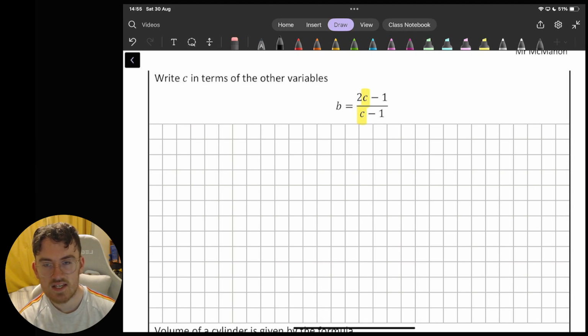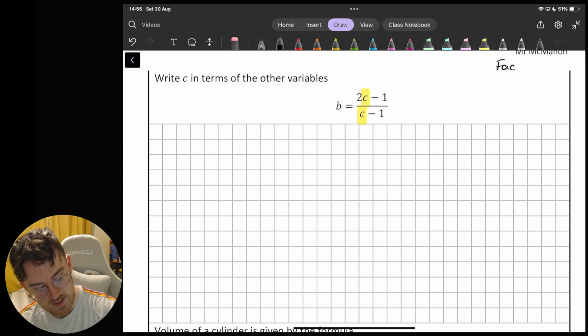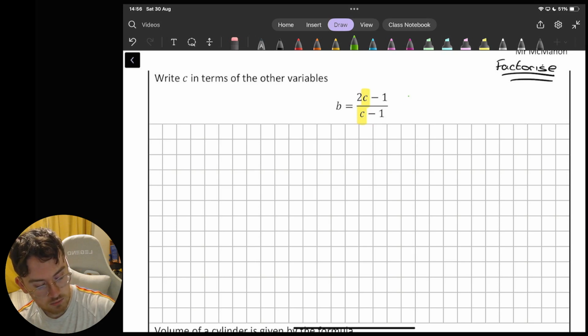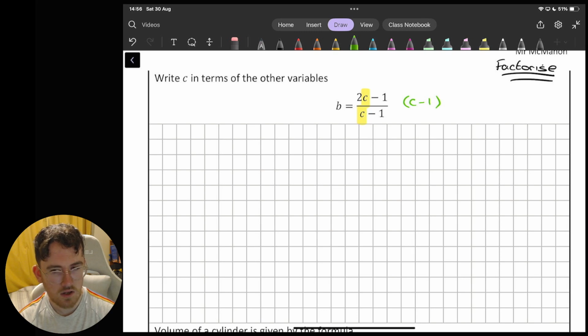Immediately, we see that c is on the bottom of the fraction and also that it's in 2 places. So I'm straight away thinking there's going to be factorizing involved here because it's in 2 places. So I'll just make a note of that for myself. In order to not have c on the bottom of a fraction, we're going to have to do the opposite. Okay, the opposite of a fraction, which is divide, would be multiply. So I need to multiply this side by c minus 1, which is a little awkward. Okay, it's a little hard, but that's okay.